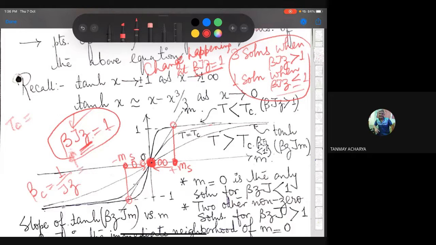beta is nothing but 1 by kB T. So Tc will be jz by kB. Yeah, exactly. So when T is smaller than Tc, then you have three solutions. T smaller than Tc meaning beta larger than beta c, meaning beta jz is larger than 1. You have 3 solutions, right? While when T is greater than or equal to Tc, then you have just one solution, namely m is equal to 0.